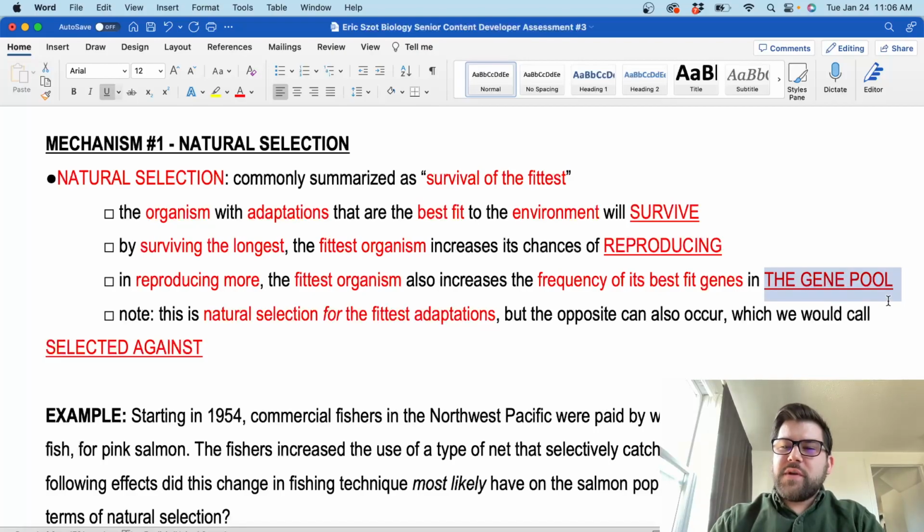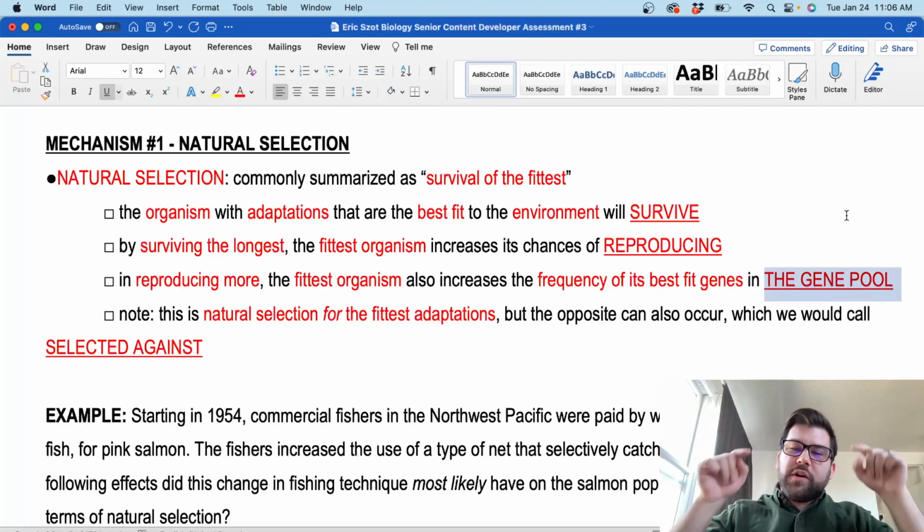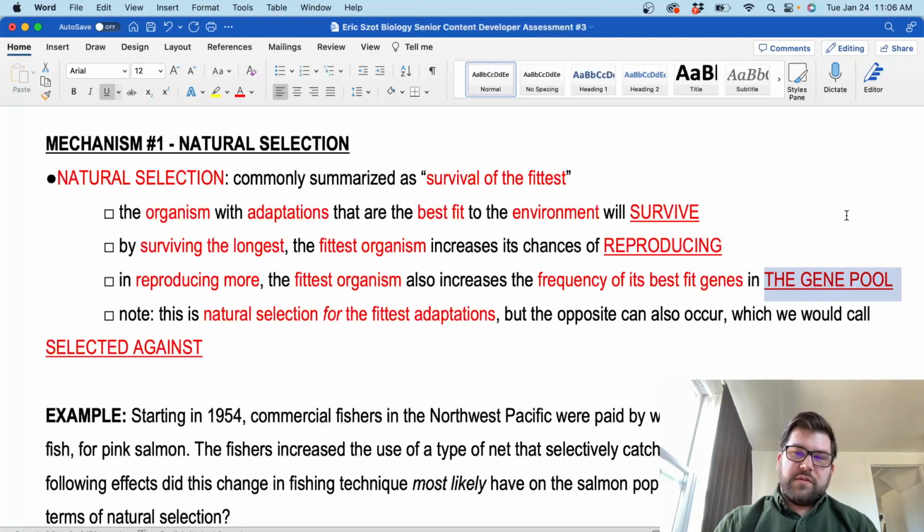you're around for longer, you reproduce more, we're going to see your genes more in the gene pool, a higher frequency of your genes in the gene pool. And this is natural selection, right? This is selecting for the fittest adaptations. We're going to see more of them over time. But this is just one trend that could emerge. We could also go the opposite way.